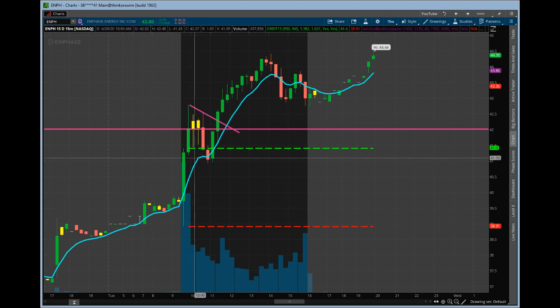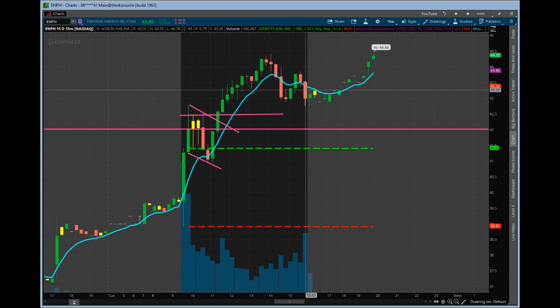Nice move at the open. Bull flag here off of double inside 15. You get out of that bull flag and clear those levels, and you get that nice little move up right there. And it drifted up nicely into the close too. So yeah, there's definitely some relative strength on this one. So one to keep an eye on for sure.